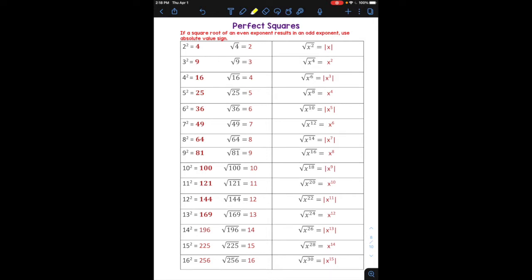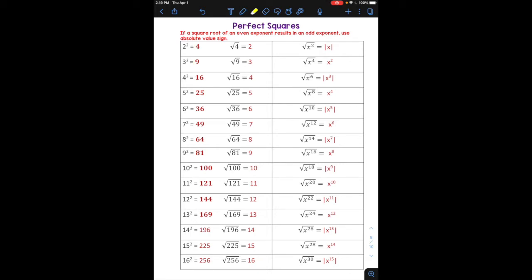So 2 squared is 4, in which 4 is a perfect square. 3 squared is 9, 9 is a perfect square. 4 squared is 16, 16 is a perfect square, and so on down the list. We have talked about perfect squares previously in the year. Next to those numbers, we're taking the square root of a perfect square.